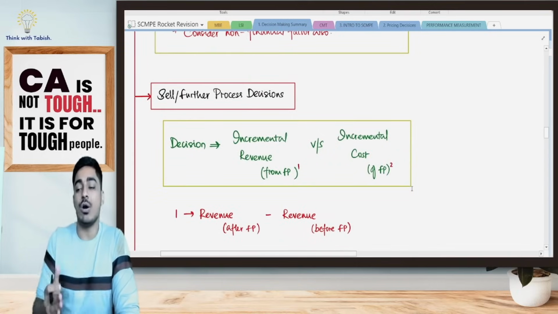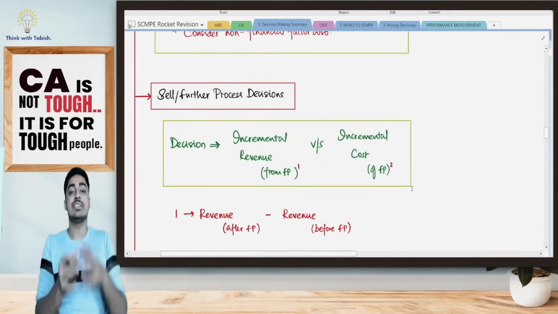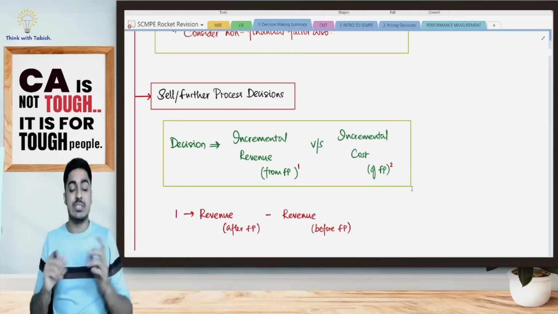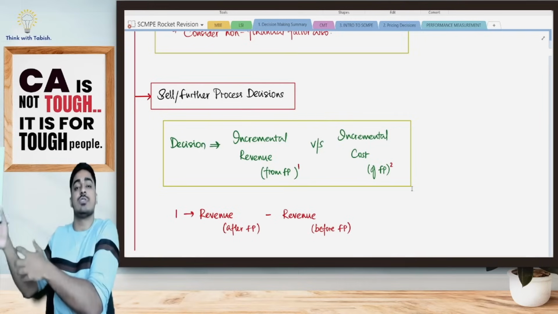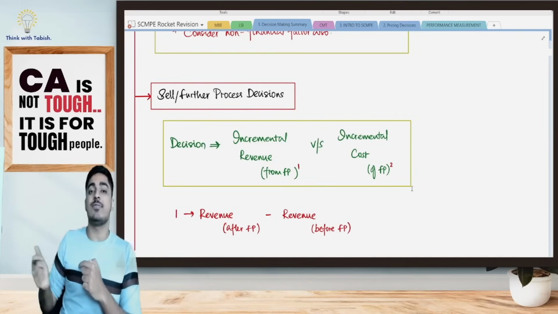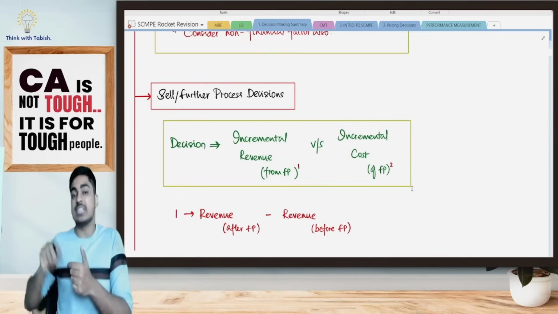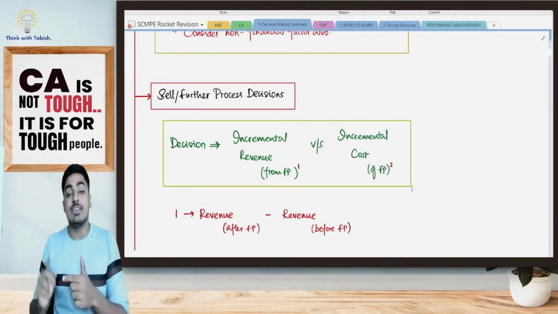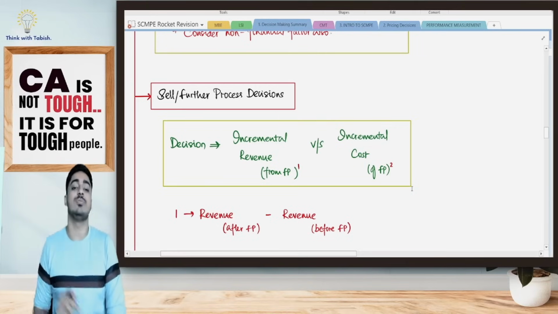First, sell or further process. Should I sell it as it is or should I further process and sell? Raymond, should I sell it as fabric, or further process into shirt and sell it? Now, how do I take a decision? Yes, incremental revenue from further processing. If I further process, how much extra revenue will I get? As against that, how much extra cost will I incur?